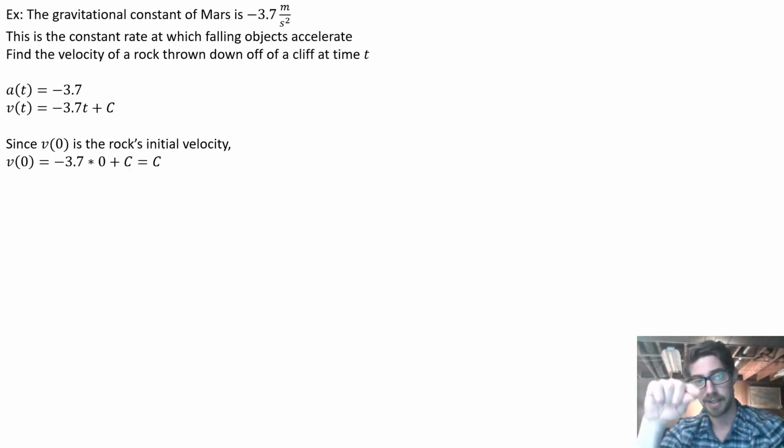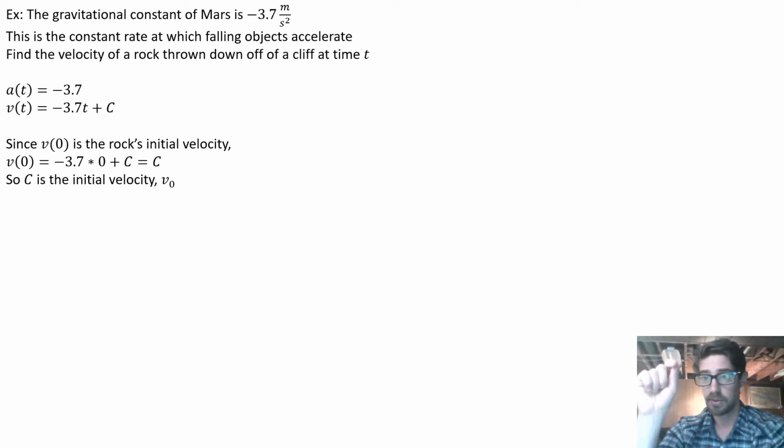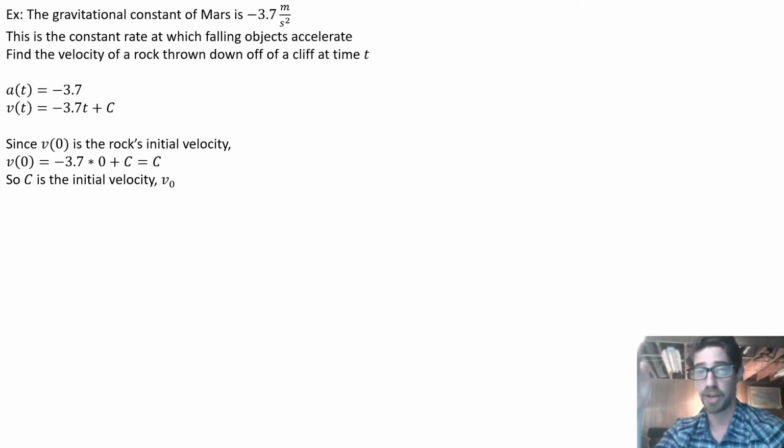The velocity at time 0 is negative 3.7 times 0, which is 0, plus c. So the velocity at time 0 is just c. So that means c is a thing. c is that initial velocity. So let's rename it that, right? So you see what I mean? This constant that popped up isn't actually ambiguous or arbitrary anymore. It's a thing, and we just figured out what it is. And there you have it.